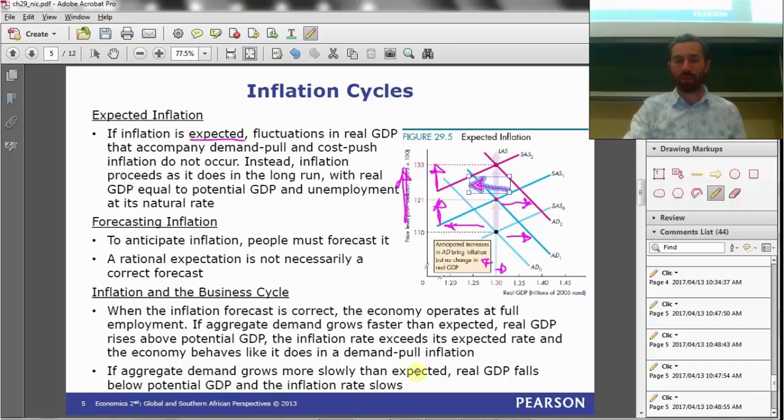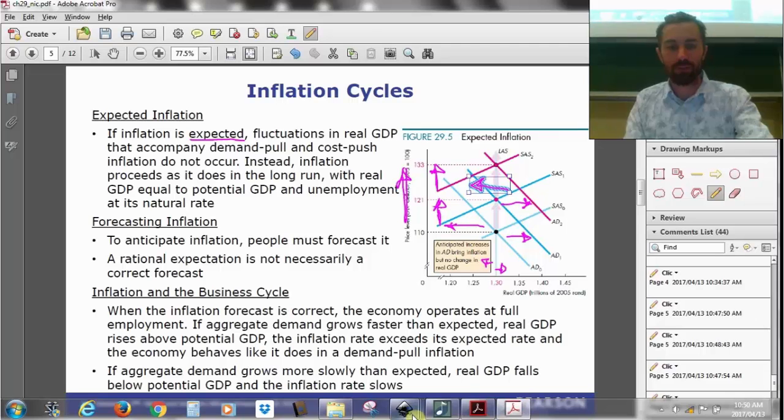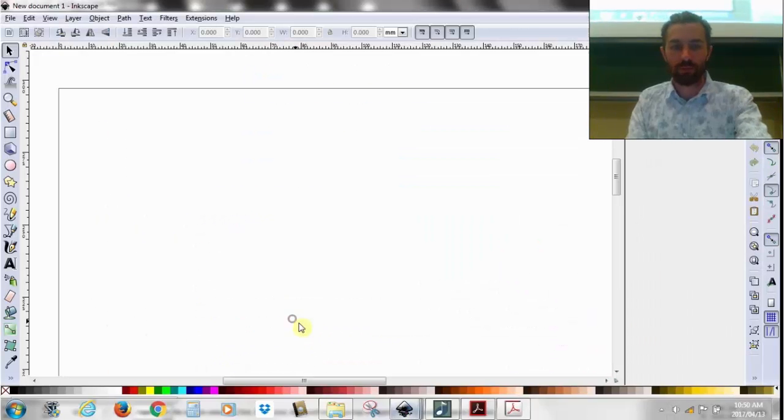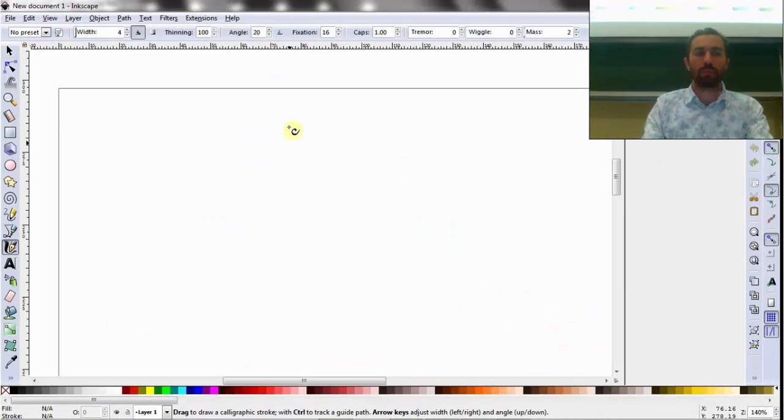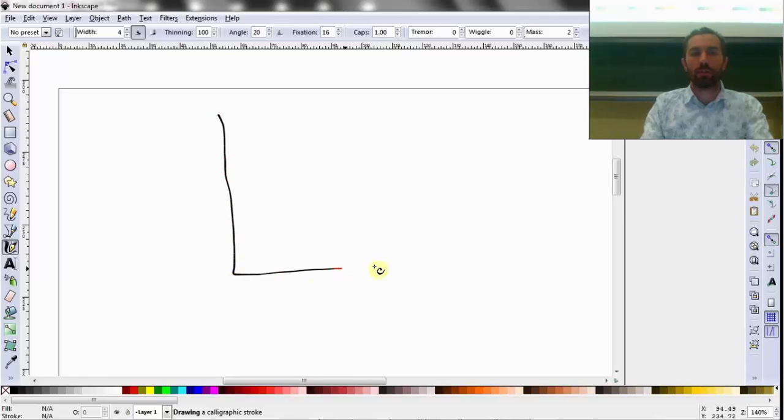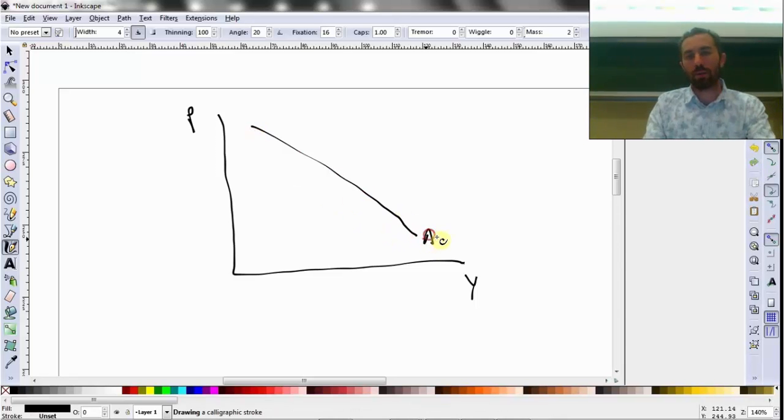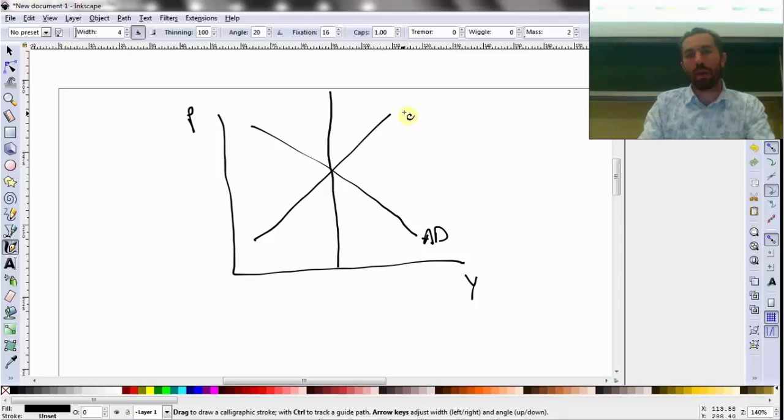How does that happen? Let's draw it quickly. So we've got our aggregate demand, aggregate supply model of the economy, plotting prices against output. Okay, aggregate demand and aggregate supply. And let's say they're at equilibrium, at a position of long run equilibrium.